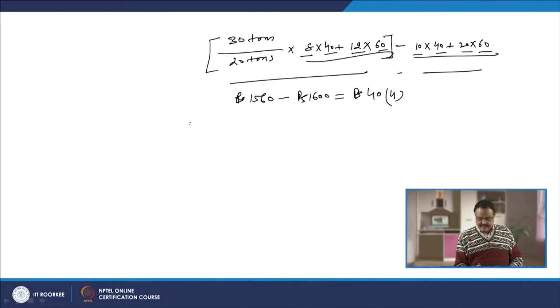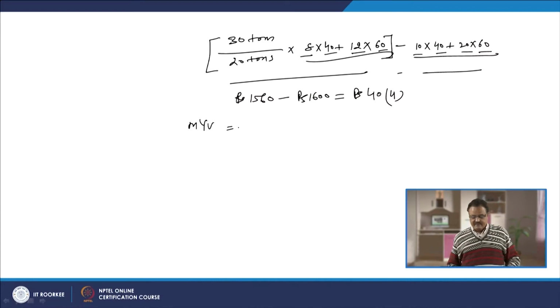Welcome students. In the previous class I was doing this third problem and we had calculated 4 variances: material cost variance, material price variance, material usage variance and material mix variance, and now I will deal with the problem of material yield variance, MYV.